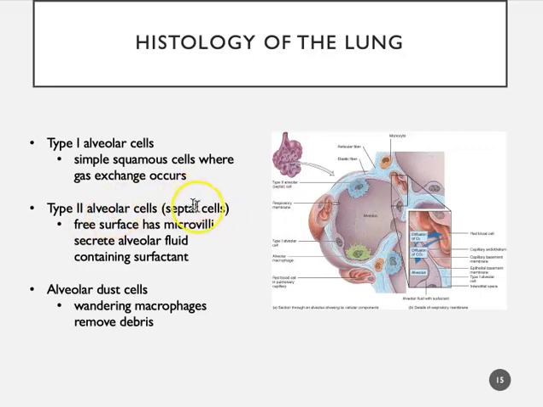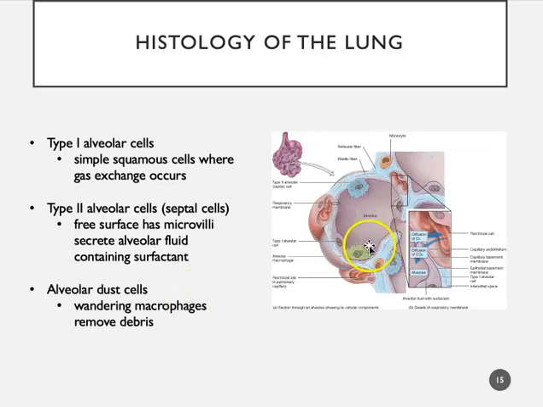Type 2 cells, the old name for them was septal cells. These are basically cells that have microvilli, and they secrete surfactant. Again, that surfactant prevents those alveoli from sticking to themselves, which would make expanding the lungs very difficult.